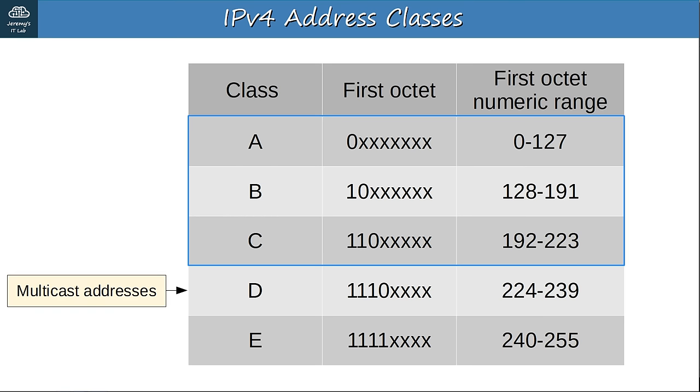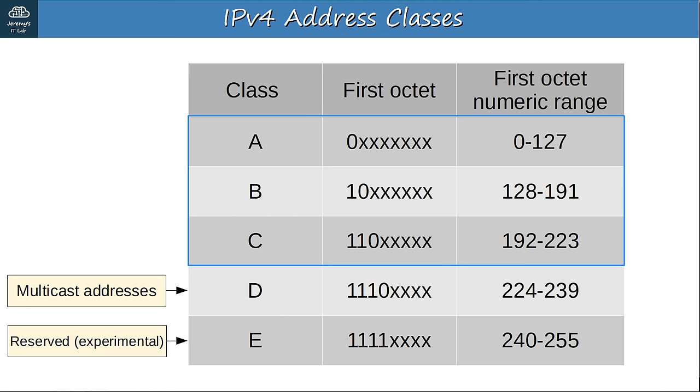Addresses in class D are reserved for multicast addresses. Multicast is another type of address separate from the unicast and broadcast addresses we talked about in previous videos. We will talk about them, but that will be later in the course. Class E addresses are reserved for experimental uses, and we won't talk about them in this course.